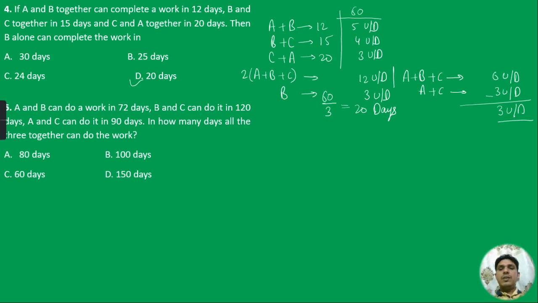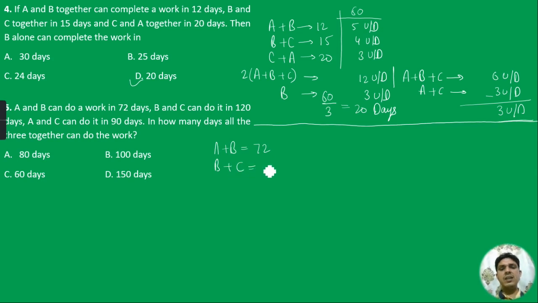Right? Okay. So students, I have one more question like this. Let us have a look at the question. If there is some doubt, you can call me, you can ask me. Question number 5 we have. The question is A and B can do a work in 72 days.